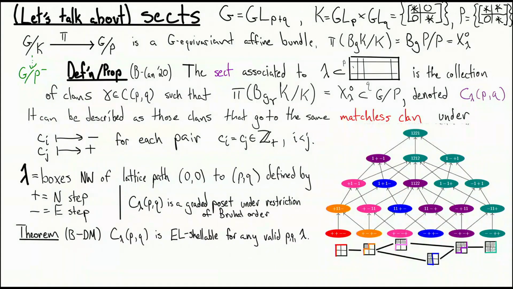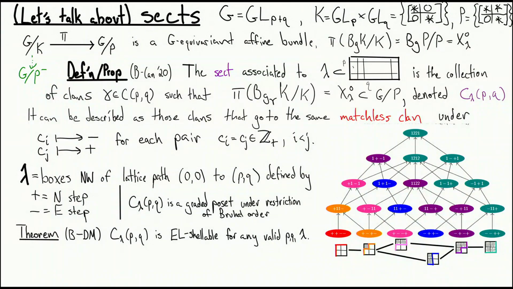So basically, the projection of every B orbit in the symmetric space goes down to a B orbit in the base, which is known to be a Schubert cell. Right? And so you can ask which ones project down to which Schubert cells, and describe those combinatorially, and those are the sects. Right? So I've drawn a picture of the sects for the set of all 2,2 clans over here on the side.